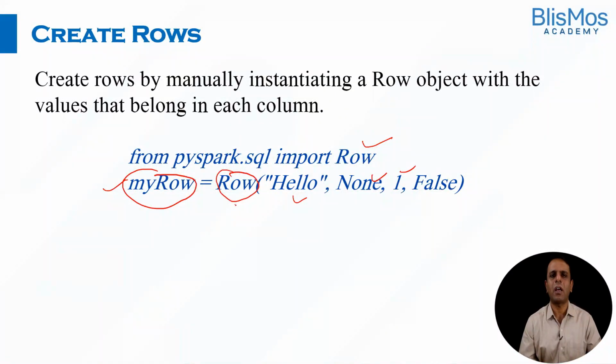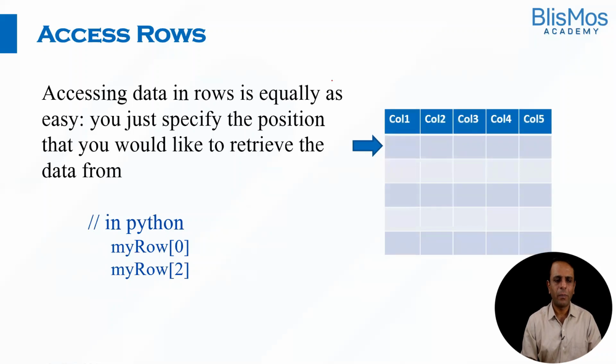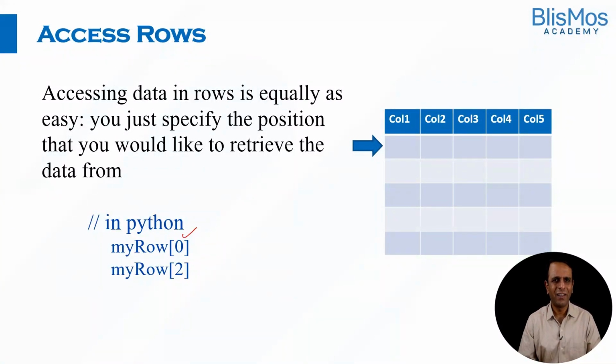Now that we understood what a row is and how we create rows, the next important thing is how we access the contents of the rows, assuming that you have created a row. The row has different elements. The way you can access them is by using myRow and square brackets with 0. 0 is the first element in a row. This is how we can access the elements in a row. Isn't it easy? It is very easy. We understood what rows are, how we create rows, and how we access the elements of rows.